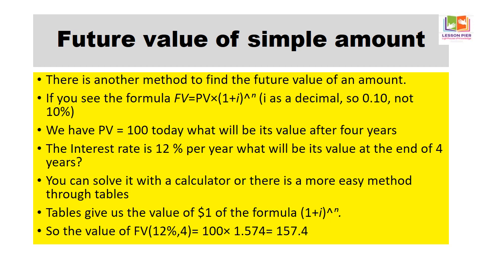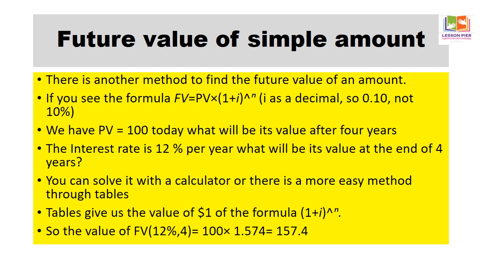Now let's say I have $100 today. How much would it be after 4 years? How do I calculate it? The simplest method is the calculator, but in calculators the chances of making mistakes, if you are like me, are more. So we solve it like this. Now the interest rate is 12%, years are 4. So how do we solve it?